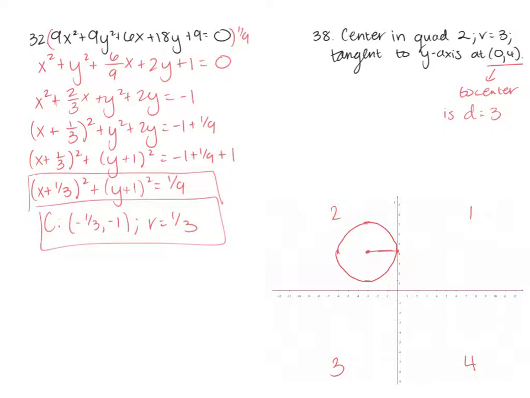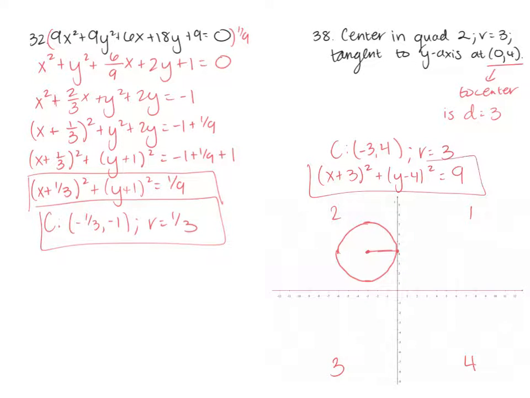We know the center has to be (-3, 4). That's what this point is right here, okay? And that our radius is equal to 3. So plugging into our known equation for a circle, we have (x + 3) squared plus (y - 4) squared is equal to 9. And that's the equation of our circle.